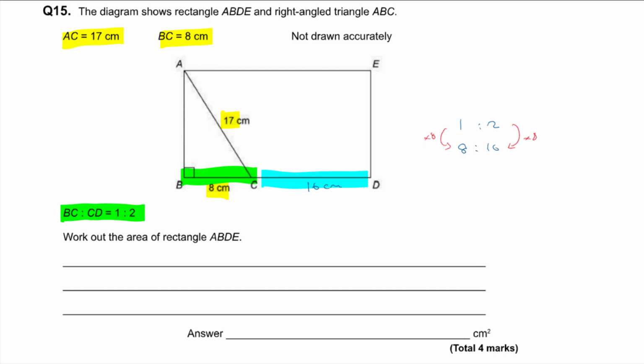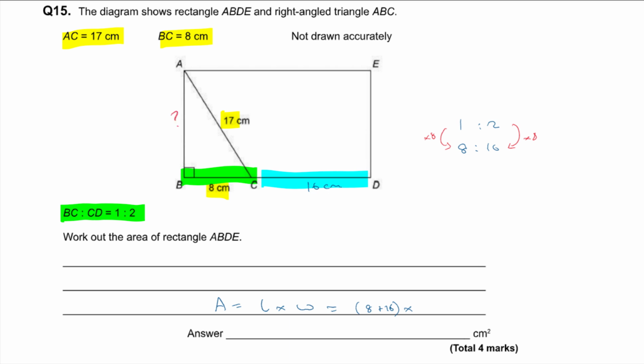So to work out the area of a rectangle, area is equal to length times width, isn't it? So I've got the length. It's going to be my 8 plus my 16 added together. It's going to be 24. And I'm going to have to multiply that by the width, but I don't have the width yet. I've only got one length. So I'm going to have to use something to work out this side here.